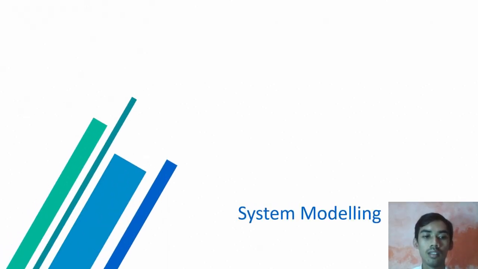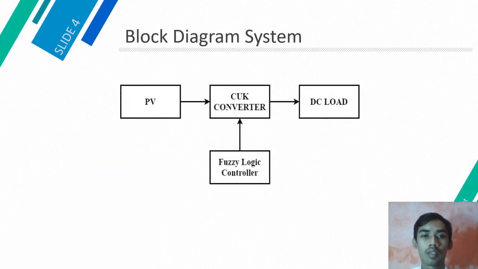This slide is to explain the modeling system. From the block diagram of the system, it can be seen that PV is the main energy source used to supply the Cuk converter so that the output voltage can be stabilized for DC loads. To stabilize the output voltage of the Cuk converter, a control is needed, so FLC or fuzzy logic controller is used as the control.